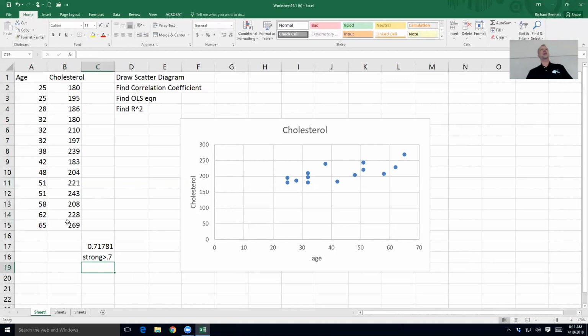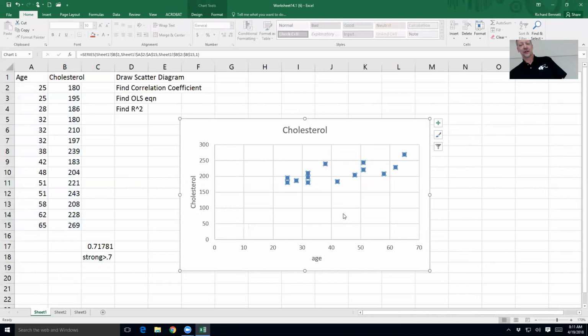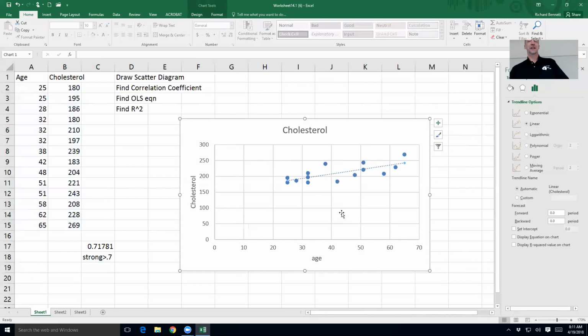How do I find the OLS equation, Samantha? You click the plus sign. You don't click that plus sign. That'll work. But click a point, right-click it, and then go to add trend line. That's a faster way than clicking on that dumb plus sign. Okay? But I know you guys like to take a long time in a test, so.